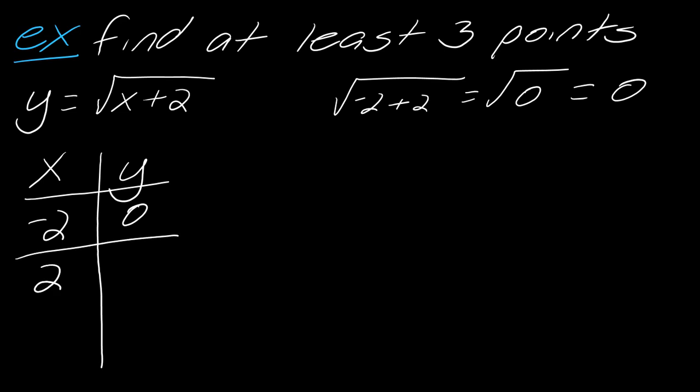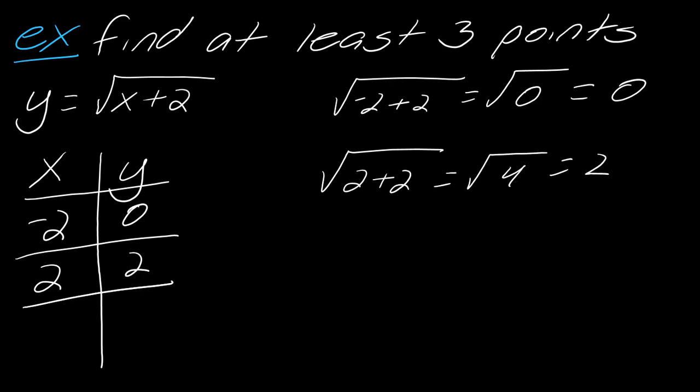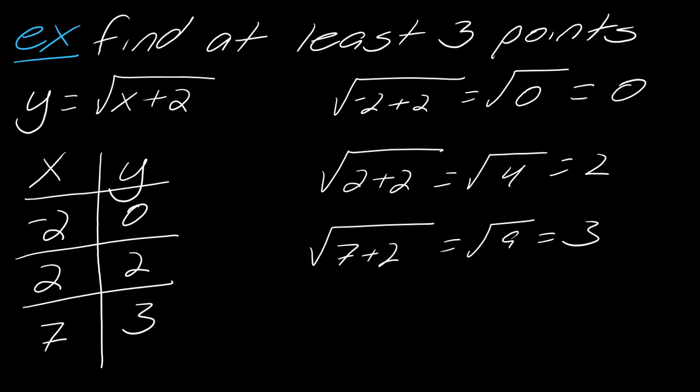The next easiest point would be 2, because then I get 2 plus 2, which is going to be the square root of 4, so that just equals 2. And then finally, another easy point might be 7, because then I have 7 plus 2, so that's going to give me the square root of 9, which is 3.